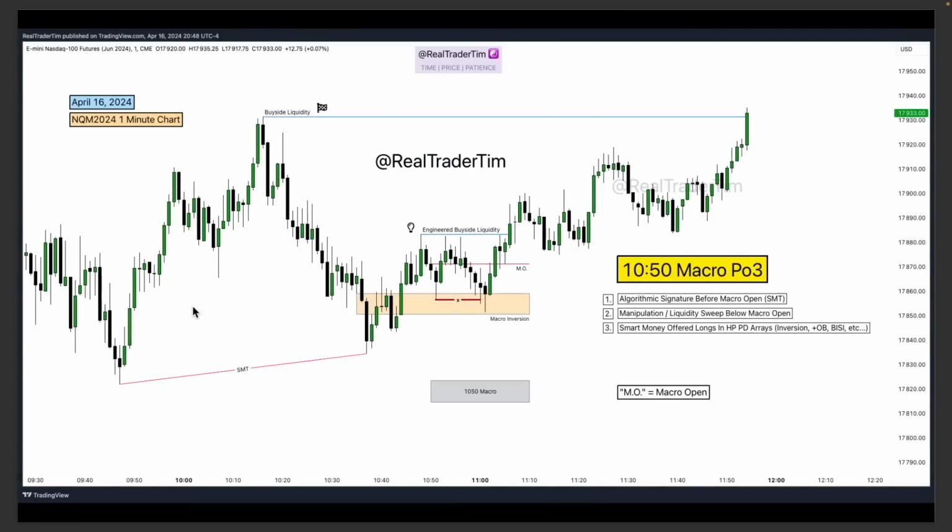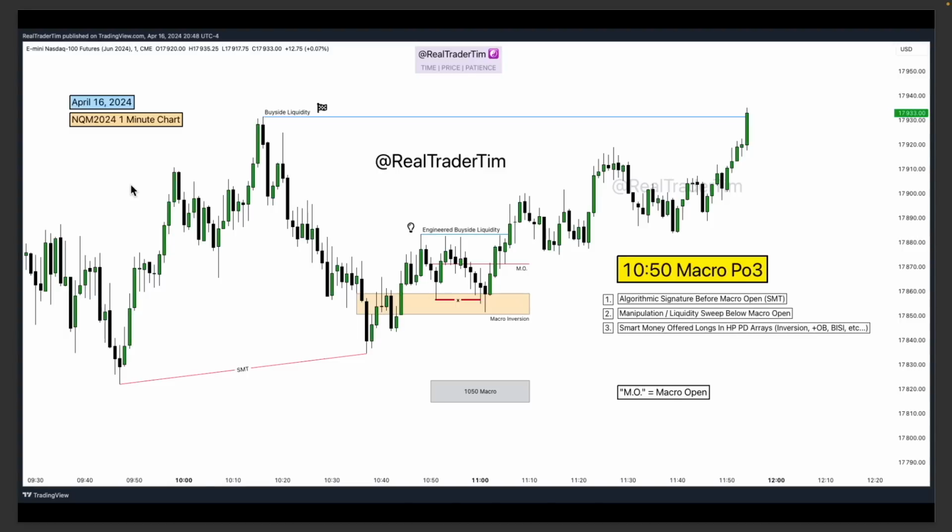All examples will be on the 1 minute time frame, and there isn't really a one size fits all strategy to the concepts that we're going to discuss in the examples that we're going to walk through within this teaching. The main thing is that we want to look for manipulation below the macro open when we are bullish and above the macro open when we are bearish. And of course, this will make sense as we walk through the examples.